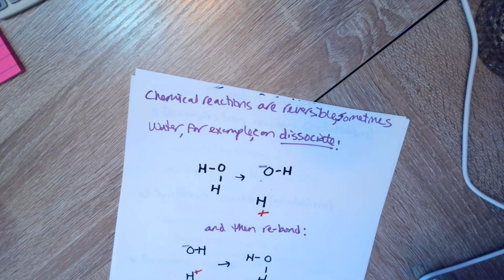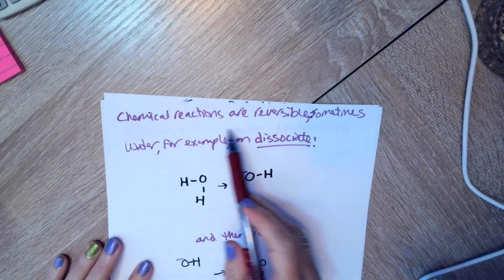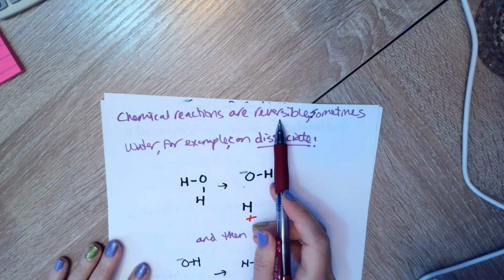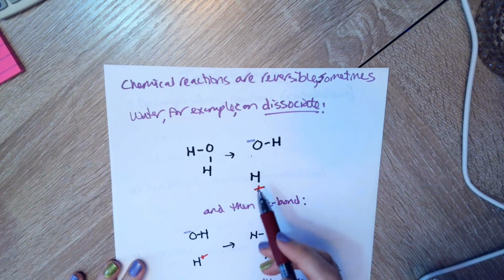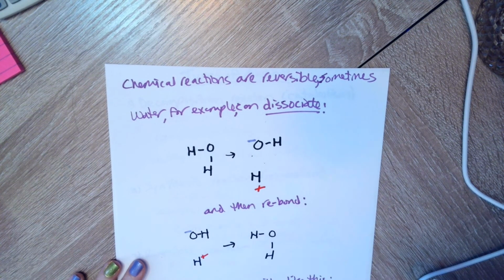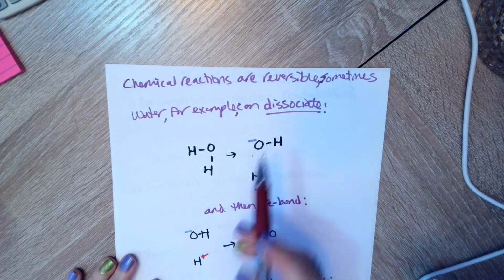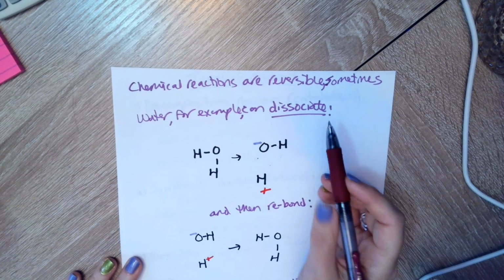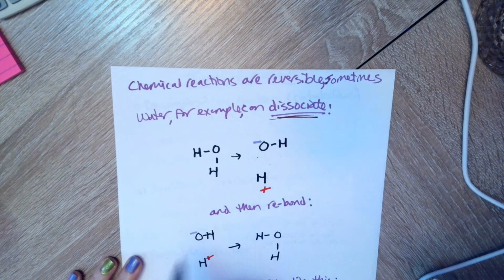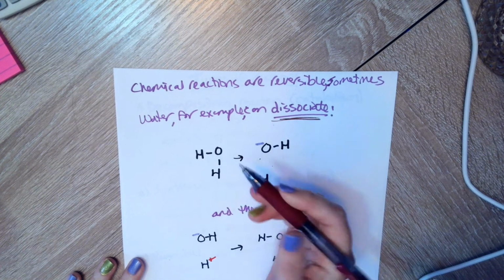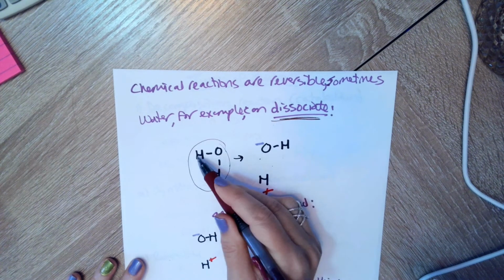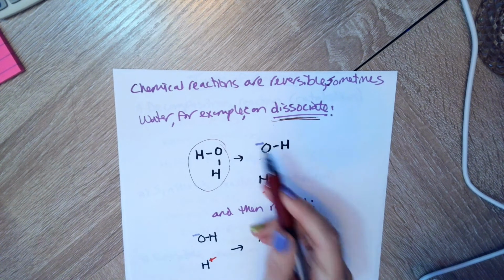Okay, now chemical reactions are often reversible. Not always, but most of the time, I would say. And as our example here, we'll stay with water. And water can break apart. When a molecule breaks apart, it's called dissociating. So in any given glass of water, you'll have H2O. That's what we think of as water.